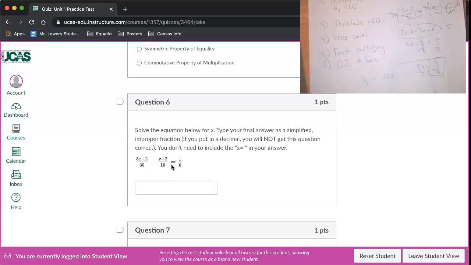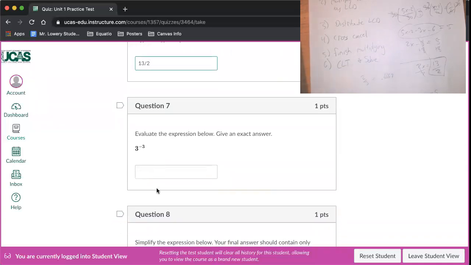So in this case, it says your answer should be a simplified improper fraction. Okay, if you put a decimal in for this problem, you're going to get it wrong. And I was really clear on exactly how I wanted you to put your answer. You don't have to put an x equals in. I just wanted to avoid some of the problems with the fill in the blank, because I know sometimes people put extra spaces in and it messes it up. So we're going to keep it real simple and just put the fraction. Okay, simplified improper fraction is what we want there.